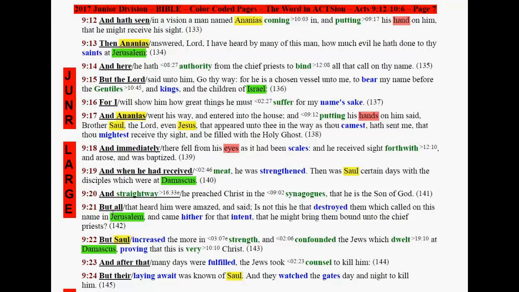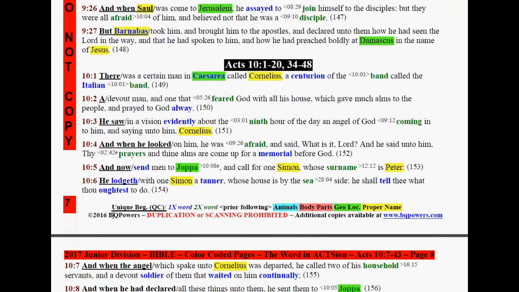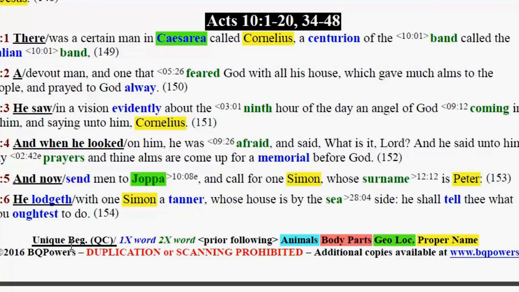Today we're going to look into the wonderful world of color-coded pages offered through BQ Powers and look at them a little bit to help us understand what all of the colors and symbols mean. This is true across all divisions, but for the example we're using today, we're going to look at a junior large print color-coded page, and we're going to look at page 7. At the bottom of every color-coded page you get, you're going to see the key down here at the bottom. So we're going to work off of that today to help us understand it all.